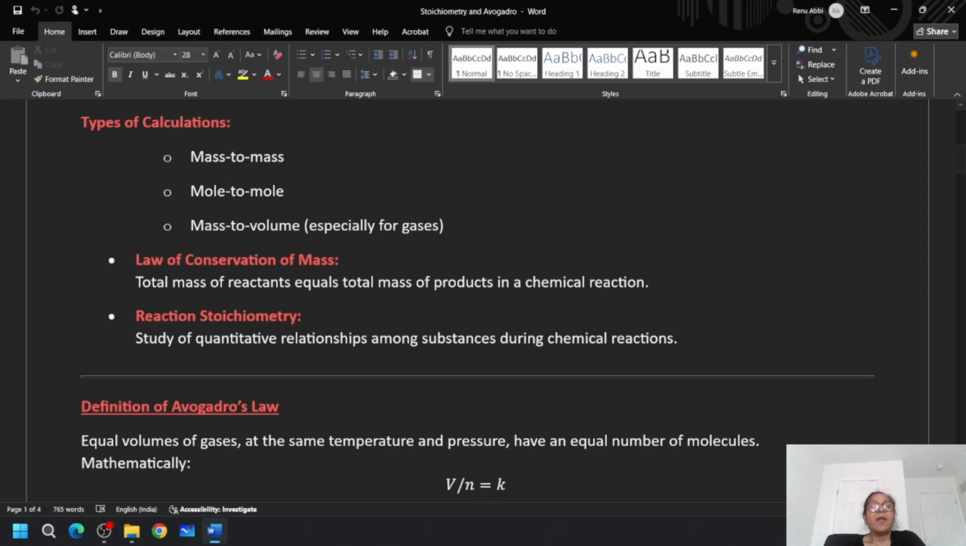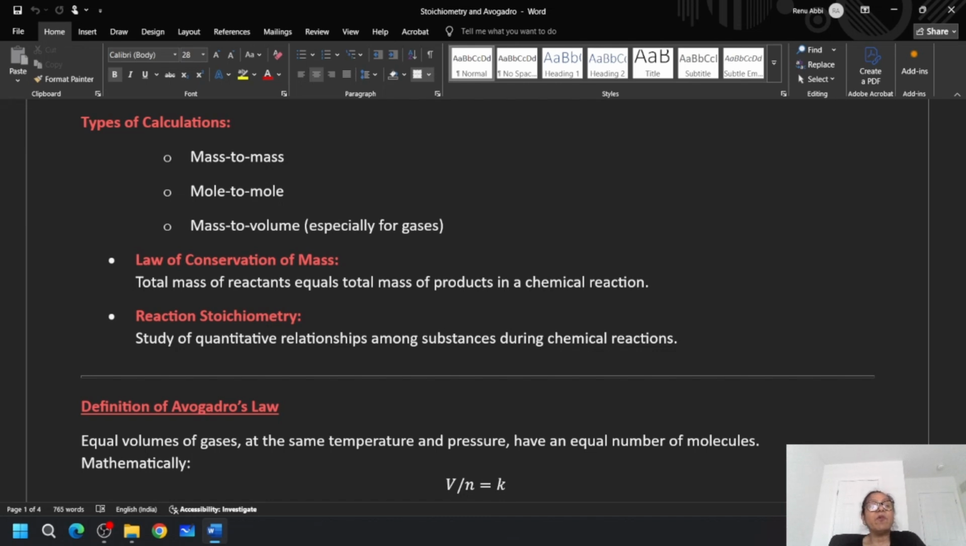So here two laws are coming. One is the law of conservation of mass. What does the law of conservation of mass tell us? The total mass of reactants equals the total mass of products in a chemical reaction. Meaning neither mass can be created nor can mass be destroyed, but it can change its form from one form to another.